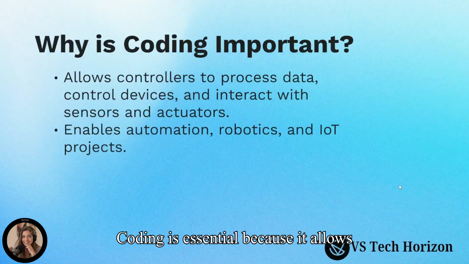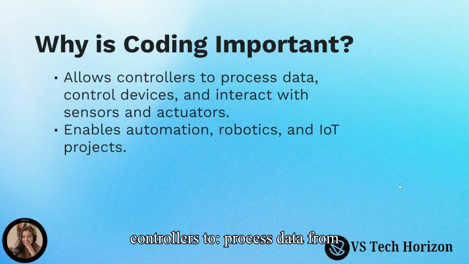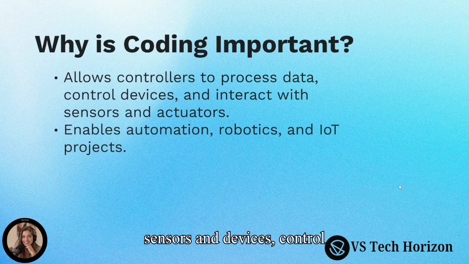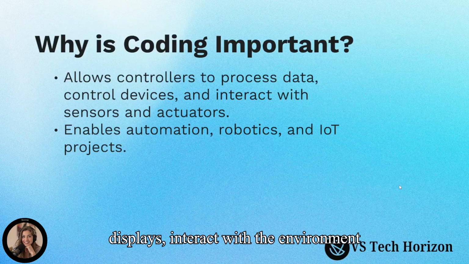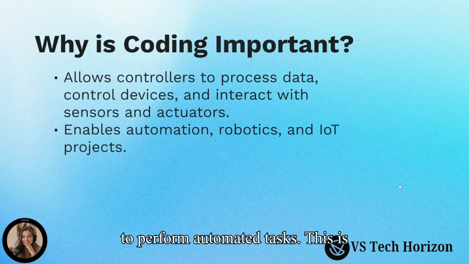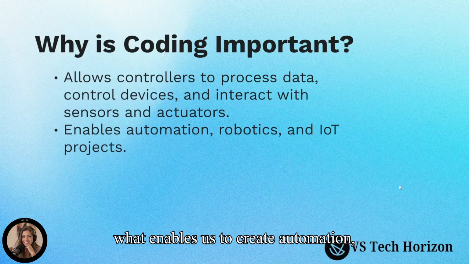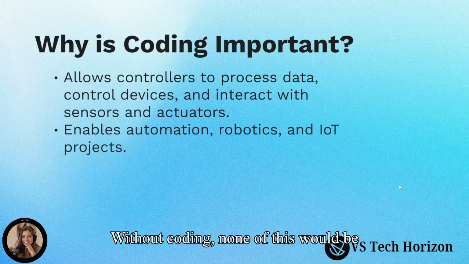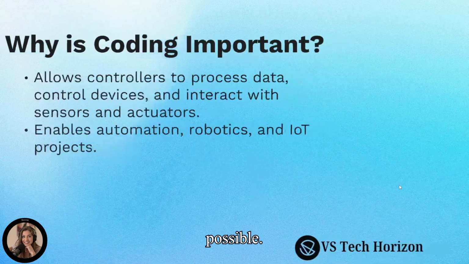Coding is essential because it allows controllers to process data from sensors and devices, control outputs like motors, LEDs, and displays, and interact with the environment to perform automated tasks. This is what enables us to create automation, robotics, and IoT projects. Without coding, none of this would be possible.